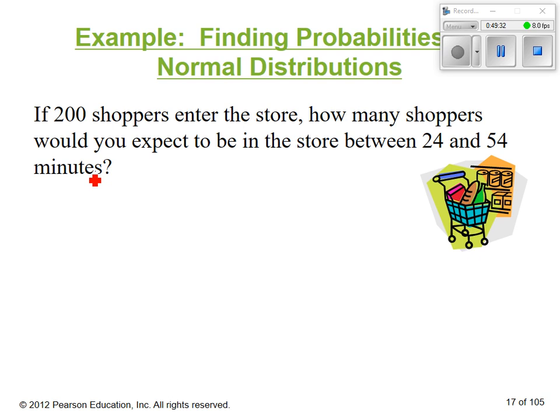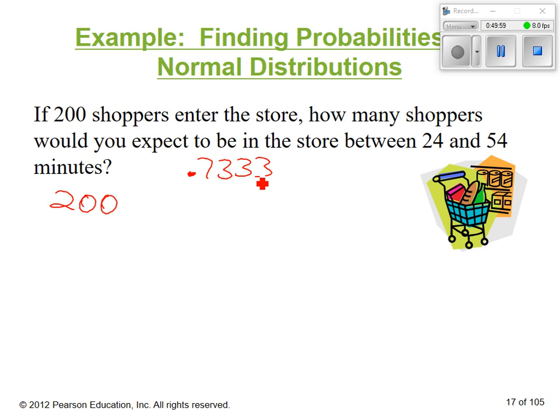200 shoppers enter a store. How many shoppers would you expect to be in the store between 24 and 54 minutes? How would we figure that out? If we got 200 shoppers and you just told me the probability a shopper was in the store for 24 to 54 minutes was that, what would we do with those two numbers to figure out how many of those shoppers are going to be in the store 24 to 54 minutes?